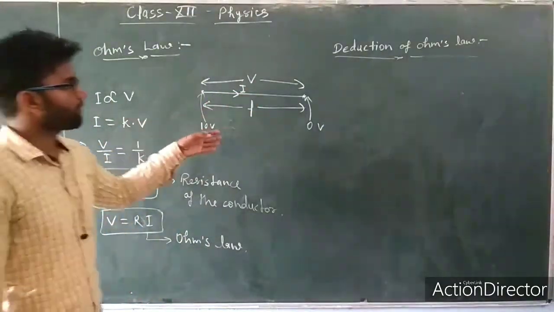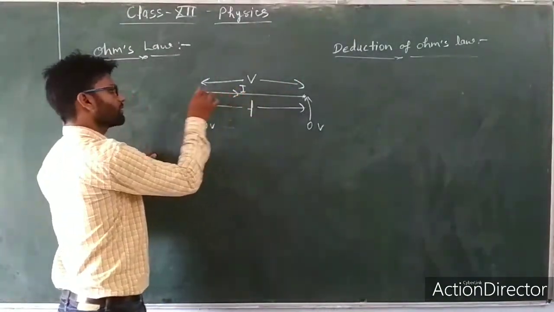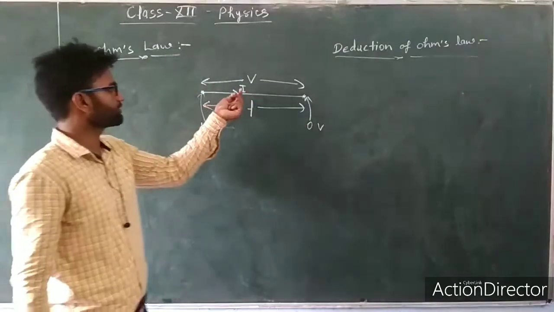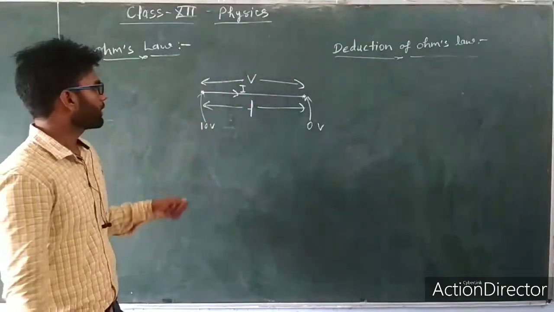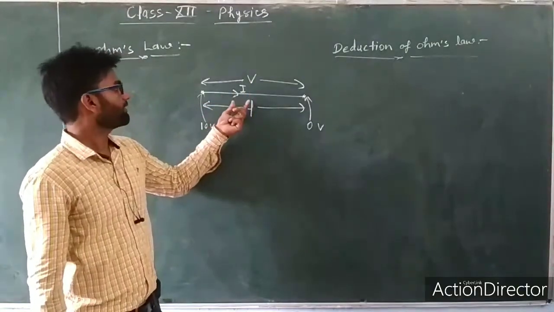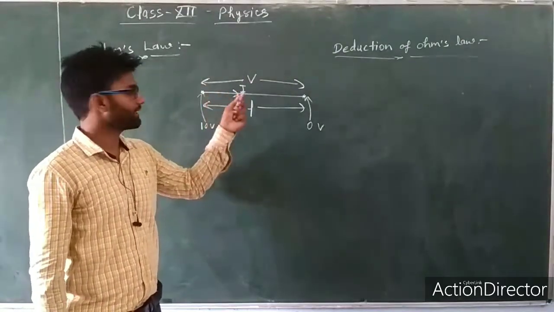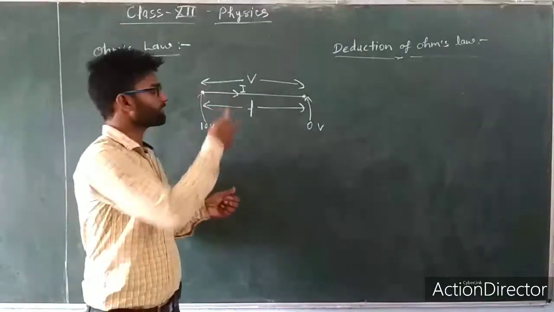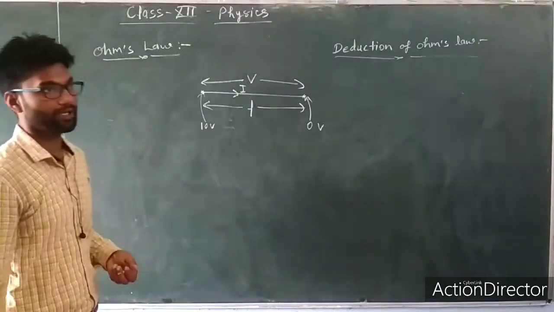Now next we will talk about the deduction of Ohm's law. I am considering here one conducting wire of length L in which current I is flowing and the potential difference across the wire is V, right? Because the electrons are flowing inside this conductor, when we apply the potential, there will be a certain electric field, and due to that the drifting of the electrons takes place, right?